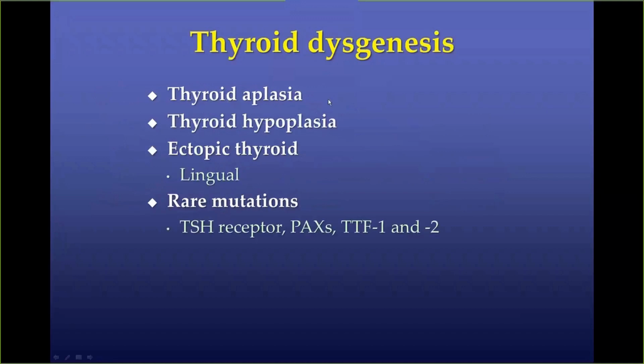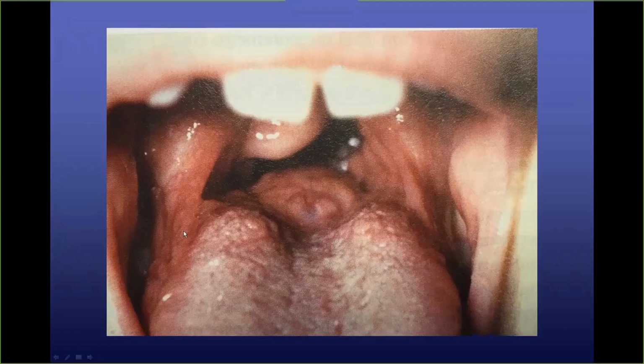Thyroid dysgenesis is thyroid aplasia, hypoplasia, or ectopic thyroid. The most common ectopic thyroid is lingual, so it's very important when you do the exam to check the mouth for any lingual thyroid, and that's one part which is important when you see any kid with congenital hypothyroidism. And then next come mutations, and those are rare. This is a picture of a lingual thyroid. If you just open the mouth, you see the thyroid sitting there, and that's always good to know. It's not going to change the management, but it's good to know what's causing the congenital hypothyroidism.